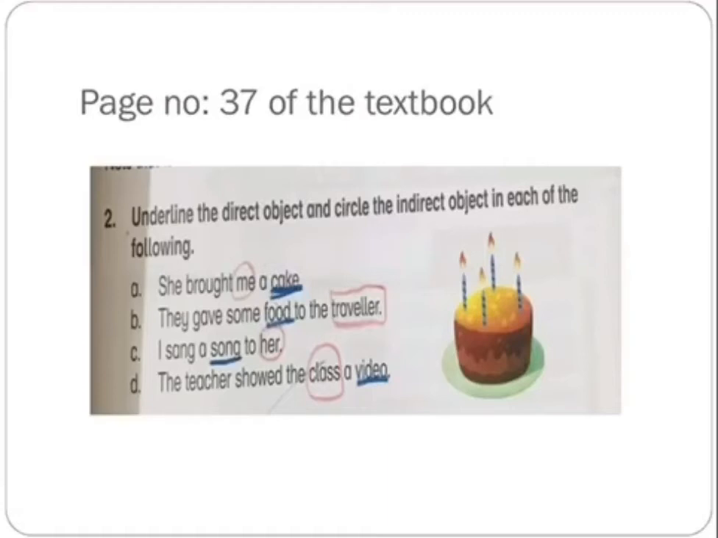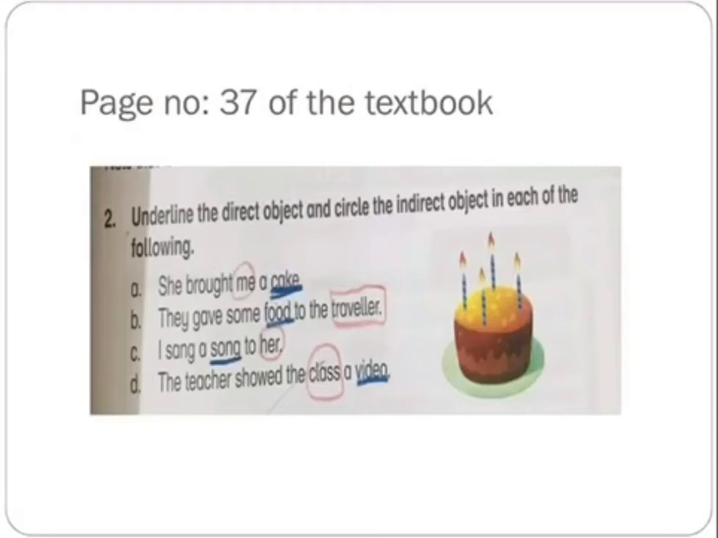Now number B, they gave some food to the traveler. Here gave is the verb, food is the direct object, and traveler is the indirect object, because it is the reference for the food. Next, I sang a song to her. Here, her is the indirect object and song is the direct object.